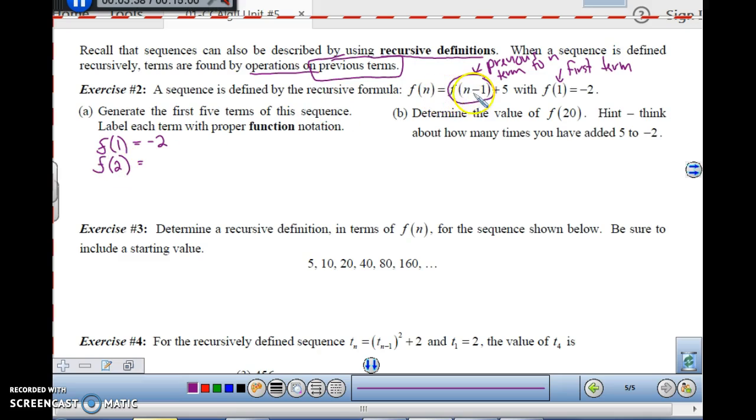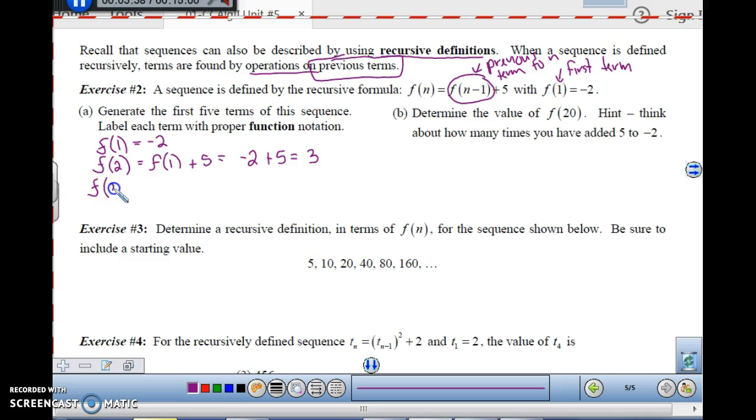according to this definition, I need to know the term before that, n minus 1. So I would need f of 1, and then I'm going to add 5 to it. All right, so what was f of 1? We found that back here. It was negative 2 plus 5, which is 3.